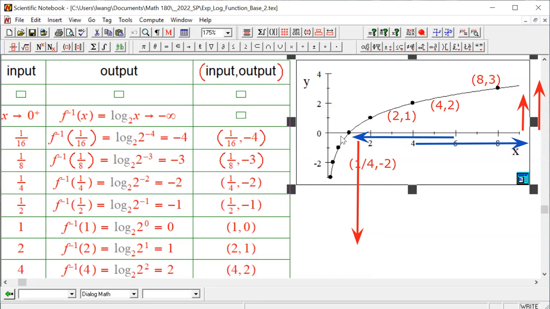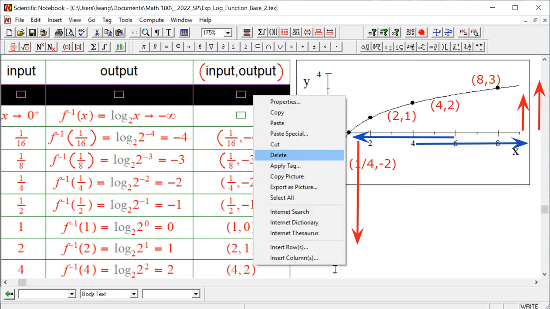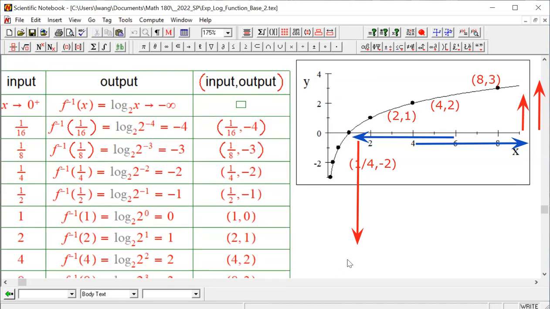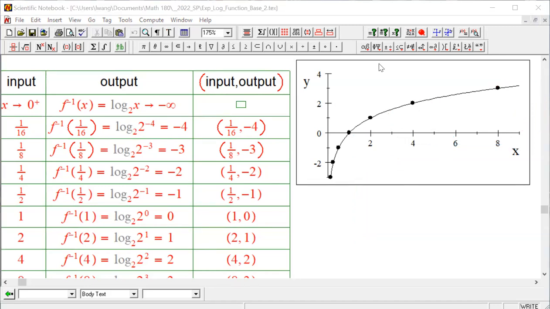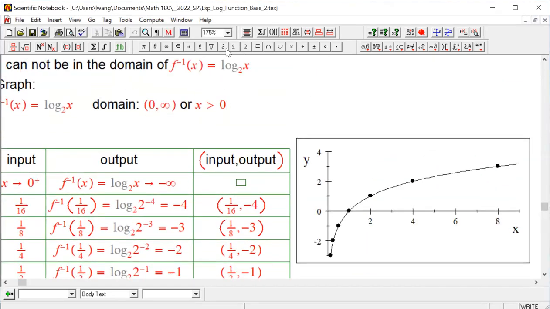So as x approaches 0 from larger than 0, it approaches negative infinity. In the other direction, when the input approaches positive infinity, the output is also approaching positive infinity. And this explains why the range for this function is from negative infinity to positive infinity. Okay, so now let's clean up.